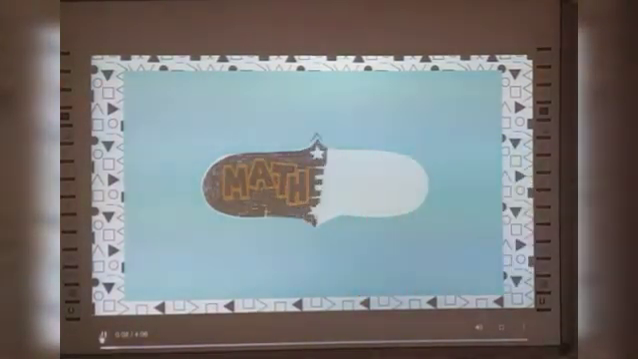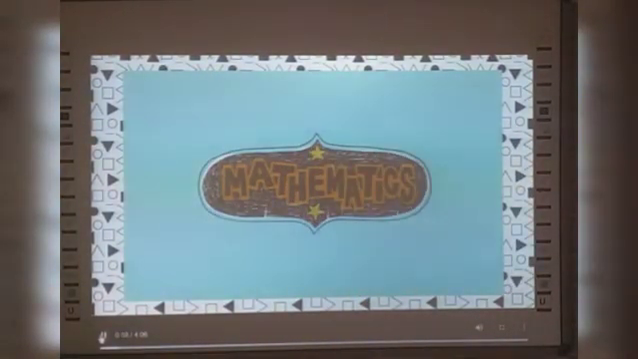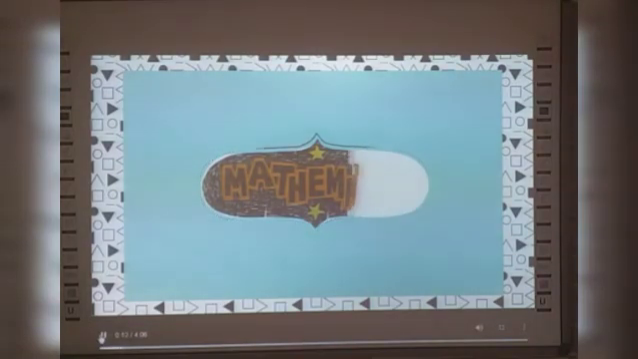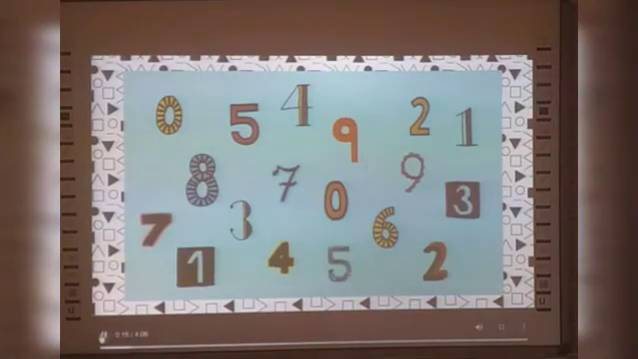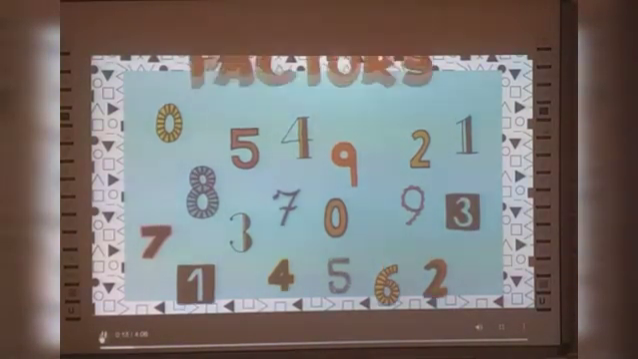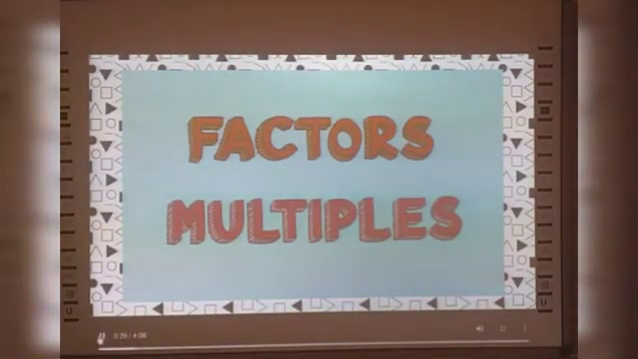Mathematics is all about relationships between numbers. And there are countless relationships to learn about. Two important ones to learn about are factors and multiples. Let's start with factors.